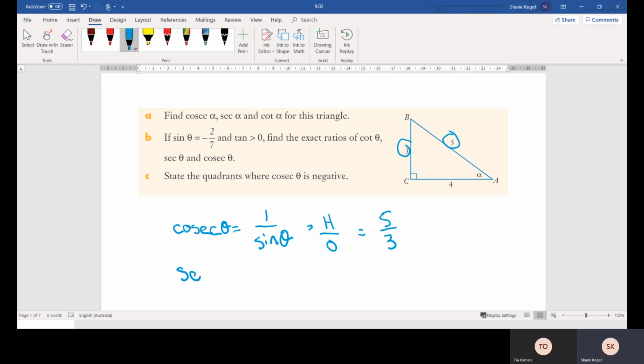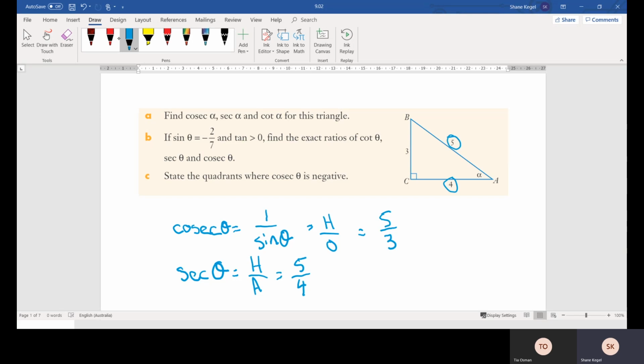Sec is our inverse cos ratio, so 1 over cos, or cos inverted. Cos is usually A over H, but since we're inverting it, we need to go H on A. Looking at our triangle here, our hypotenuse is 5, our adjacent side is 4. So that will give us our ratio, 5 on 4. So sec theta equals 5 over 4, or sec A. It doesn't matter if we're using A or theta, it just means unknown.